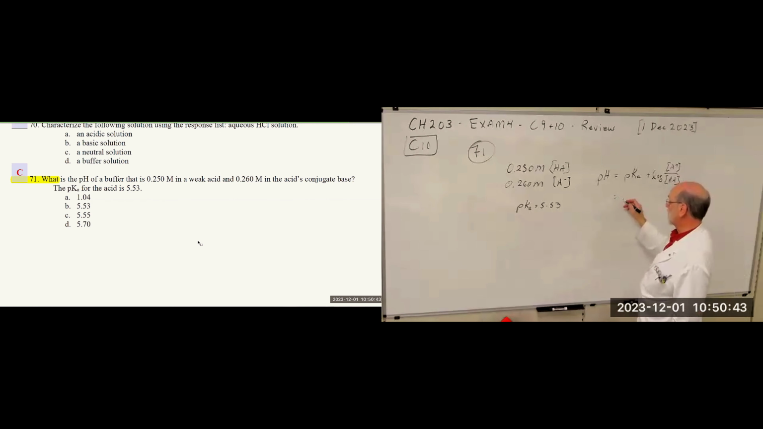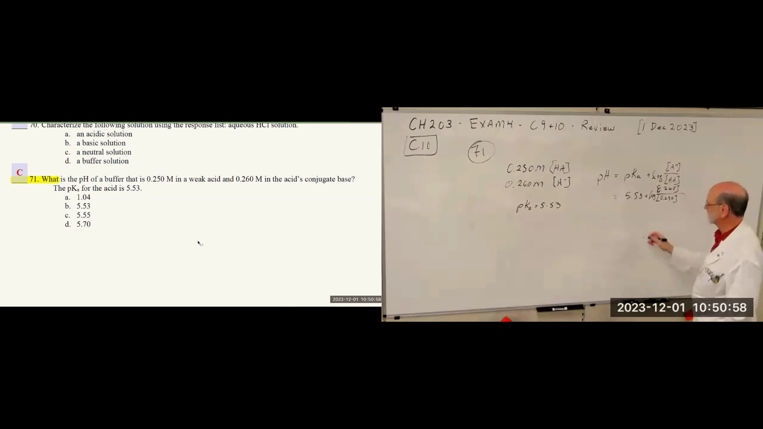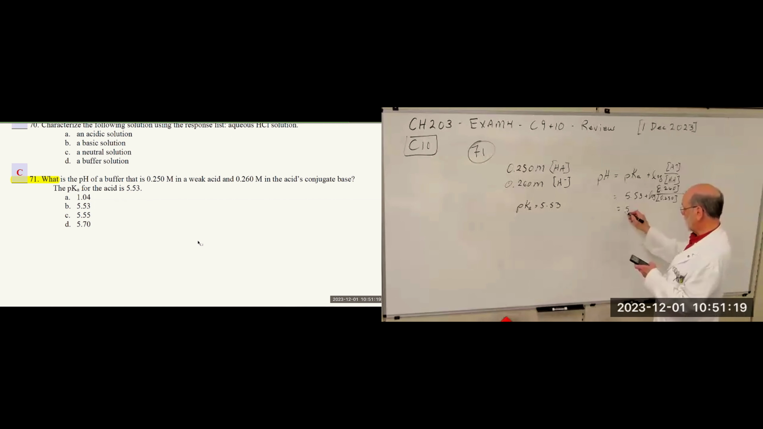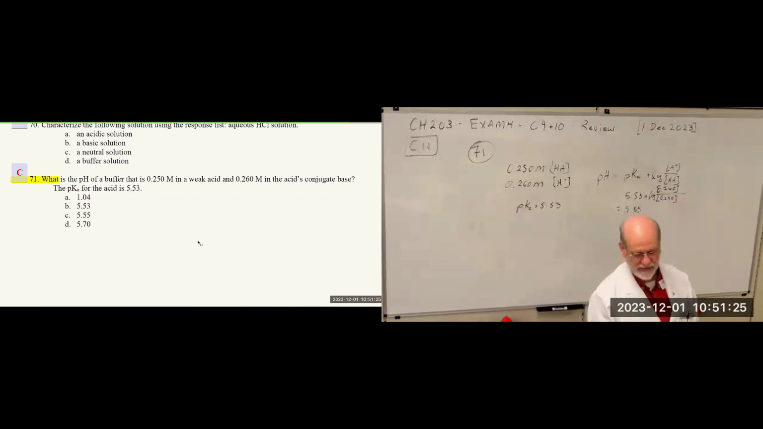All right, so it's a simple calculation. 5.53 plus the log of the conjugate base, 0.260, over the acid, 0.250. Okay, so we just need a little calculator. 0.26 divided by 0.25 is 1.04, and we'll take the log of that. It is 1.7 times 10 to the minus 2, plus 5.53. And I get a pH of 5.55. That would be C.